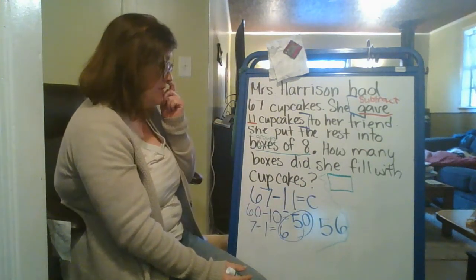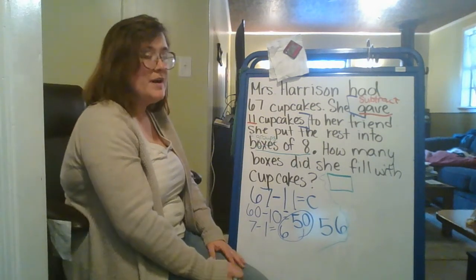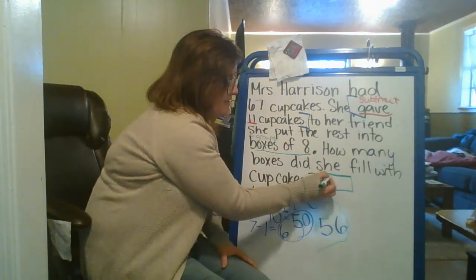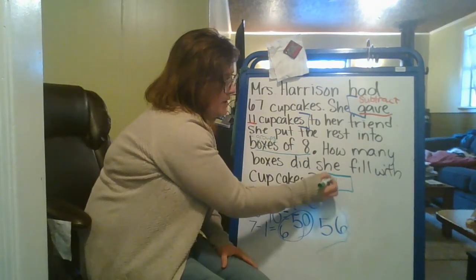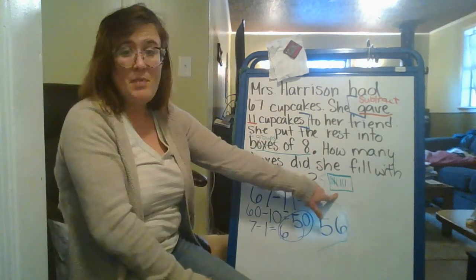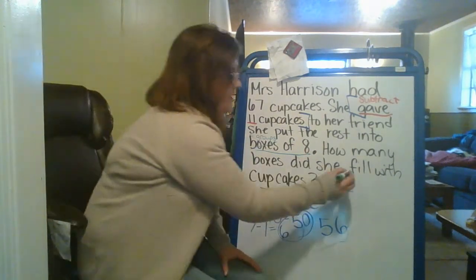If you're comfortable adding 8s, just write the number 8 in it. But if you might need a little help with your counting, you can put tallies. 1, 2, 3, 4, 5, 6, 7, 8. Okay, that is a box of cupcakes, right? Let's go on to the next one.